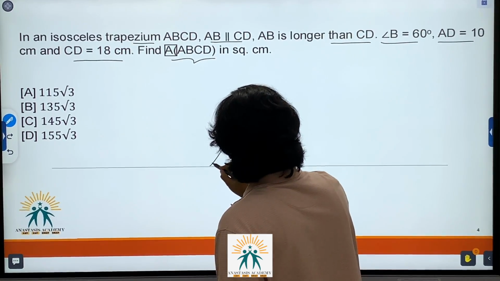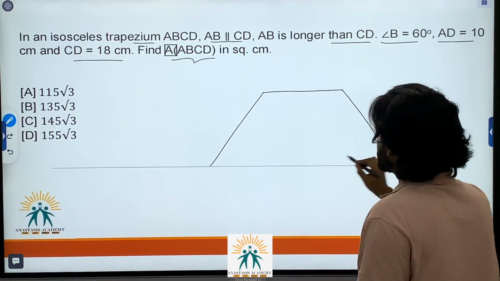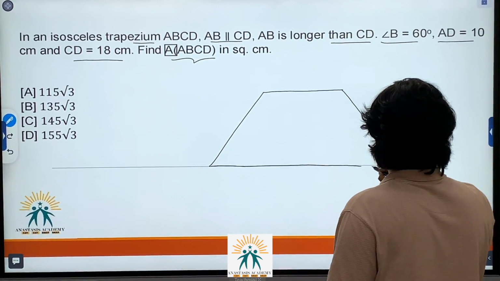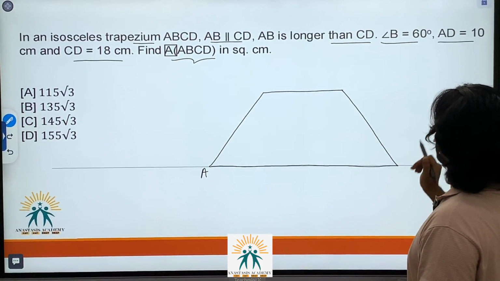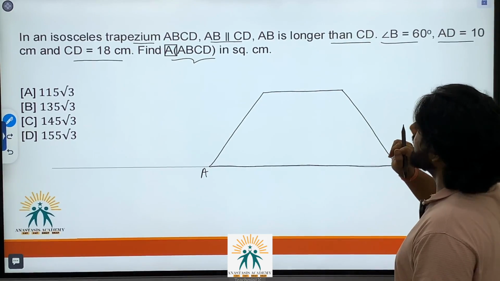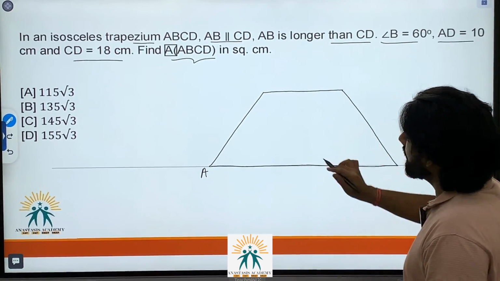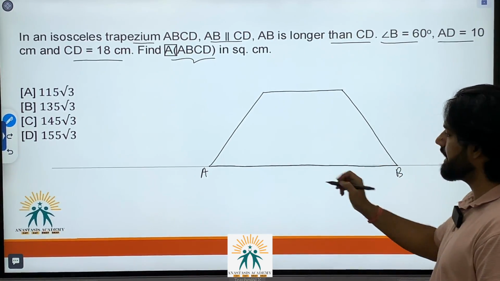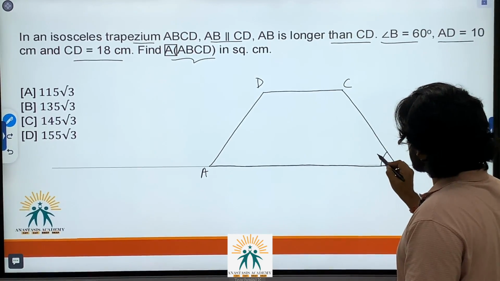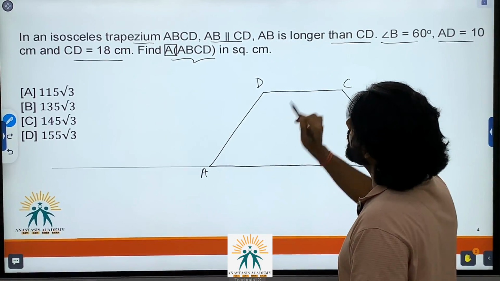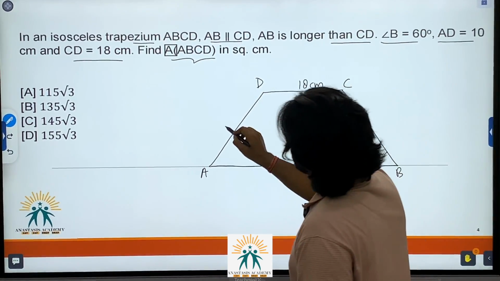So, it's an isosceles trapezium. So this is the trapezium. Let's call this point A. AD is given as 10 and CD is given as 18 centimeters. AB is longer than CD, so this must be the side AB. Then this is C and this is D, right? Angle B is given as 60 degrees. Length of CD is 18 centimeters and length of AD is 10, right?